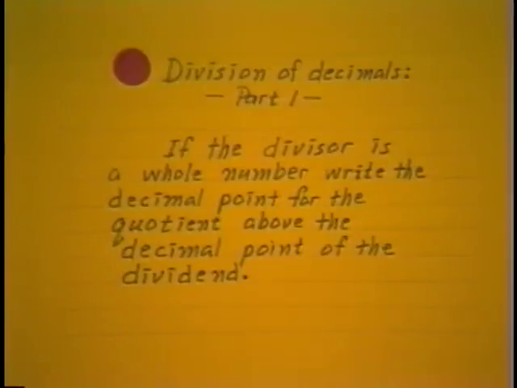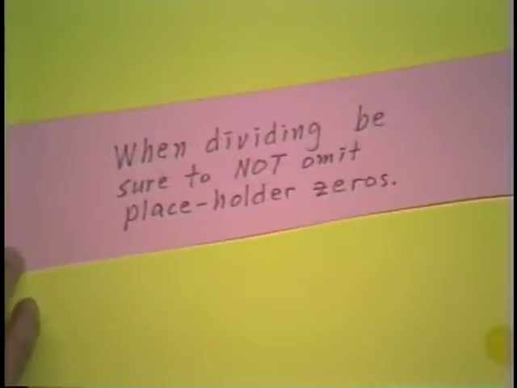Let's reverbalize that for our notes. If the divisor is a whole number, write the decimal point for the quotient above the decimal point of the dividend, and then simply divide as a whole number. And again, remind yourself that when dividing, be sure to not omit necessary placeholder zeros. That's a very common error.